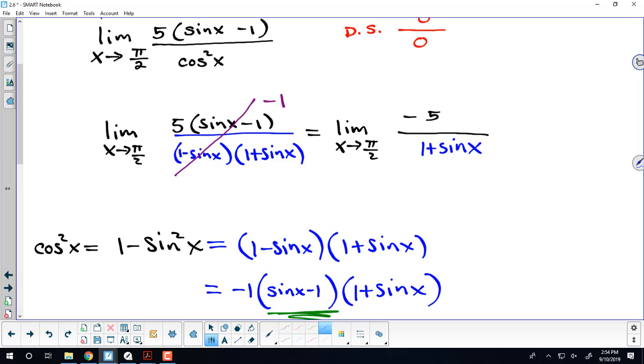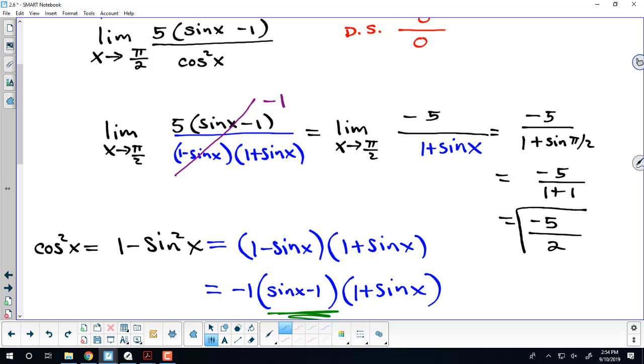Since we eliminated the problem of dividing through by 0, we can evaluate this limit directly. As x approaches pi over 2, our function approaches what? Negative 5 halves. Yeah, negative 5 halves.